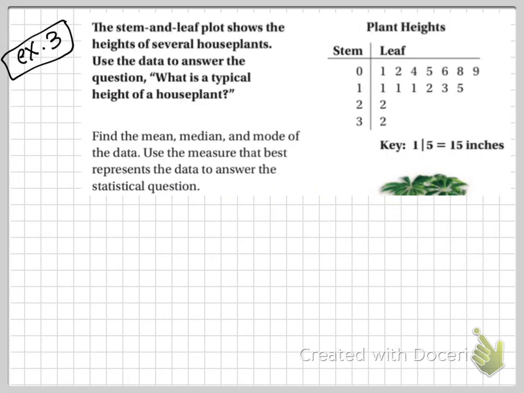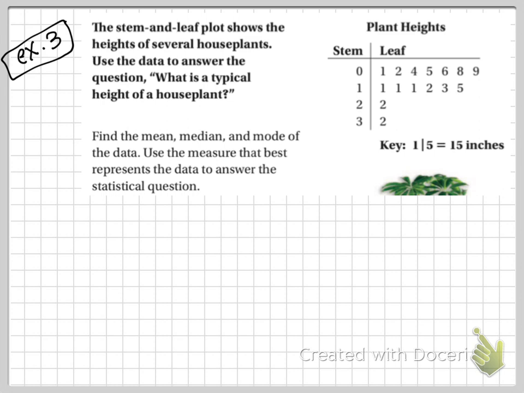The stem and leaf plot shows the heights of several houseplants. Use the data to answer the question, what is the typical height of a houseplant? What kind of a question would we call this? Statistical, right? So this is tying back into that last chapter. Is there one specific height? No, but we can use these measures to find it.